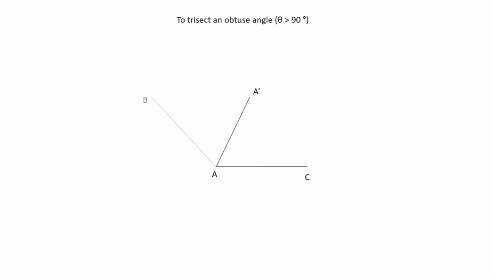Here, A prime AC is the halved or bisected angle of obtuse angle BAC. We then trisect the angle A prime AC using the method already discussed. Here, the angle A1 AC is 1/3 of the angle A prime AC. If we double the angle A1 AC, then the new angle A2 AC is 1/3 of the bigger obtuse angle. This is how we trisect an obtuse angle.